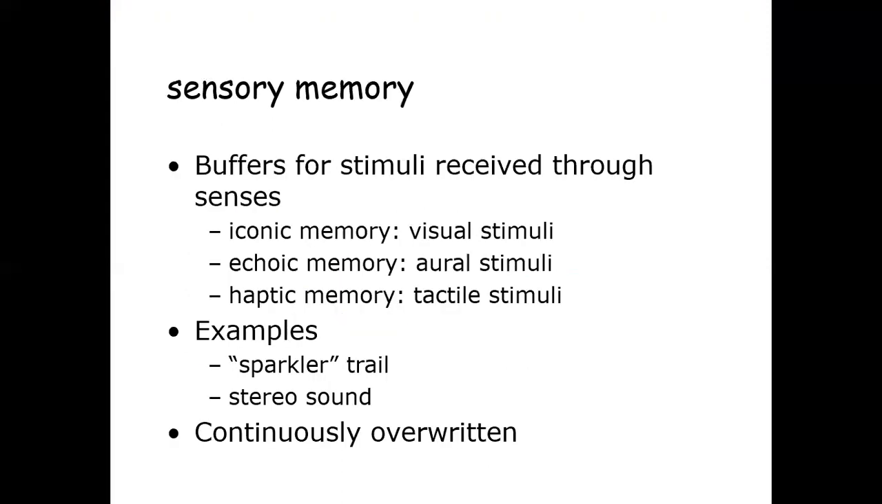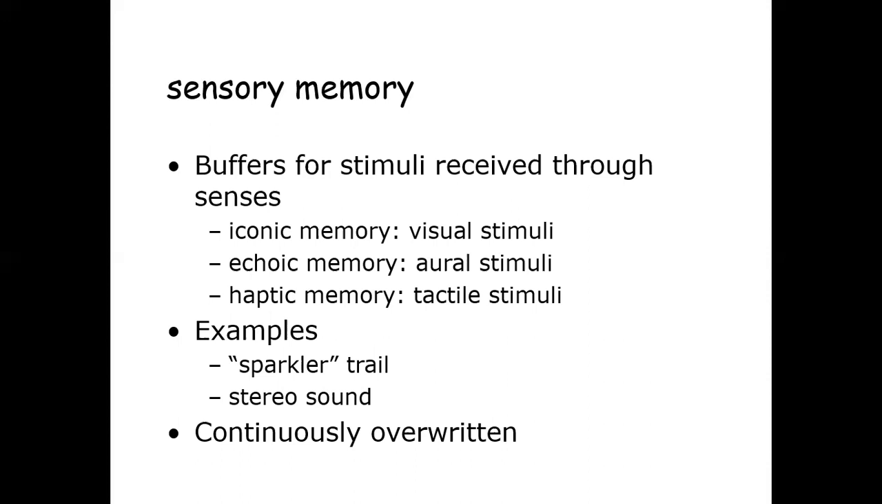Initially, we're going to discuss sensory memory. Sensory memories act as buffers for stimuli received through the senses. A sensory memory exists for each sensory channel. The channels are iconic memory, echoic memory, and haptic memory. Iconic memory is used for visual stimuli, echoic memory for oral stimuli, and haptic memory for touch.